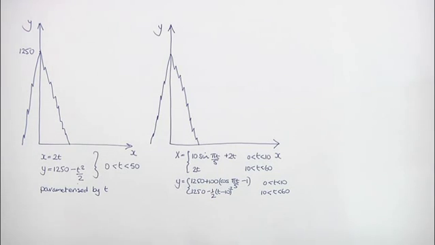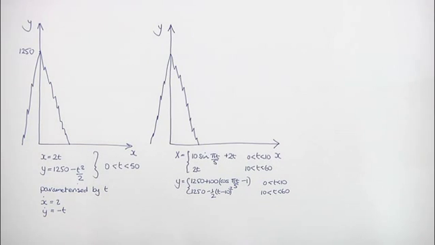We want to plot the trajectory, the path that the glider takes, and we want to calculate its velocity. Calculating the velocity when x and y are written like this is easy. We just differentiate with respect to time so that x dot is equal to 2 and y dot is equal to minus t.